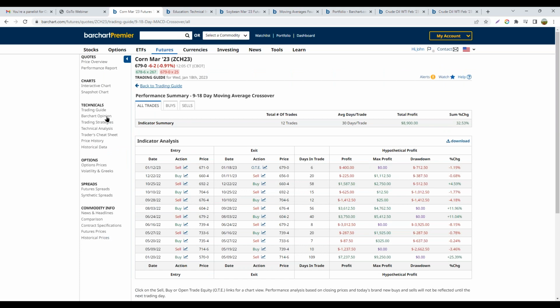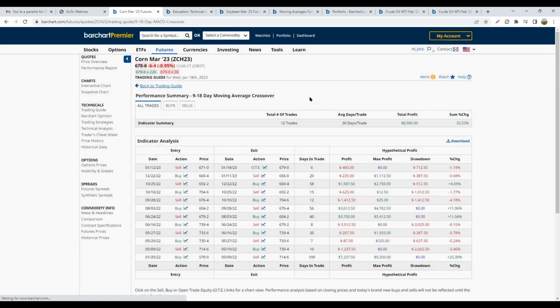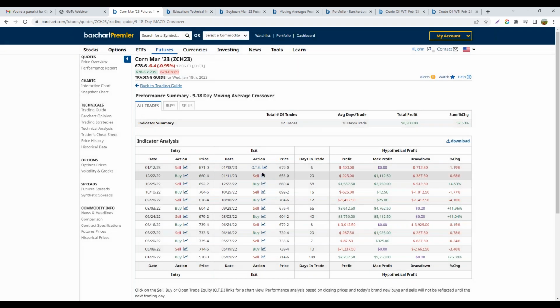Now in here, it breaks down each of those individual trades, the winners and losers. What you do is you see these little arrows here. You can click on the arrow and it'll bring up a chart that shows you the price action of the chart with the moving averages on the days that created those signals. In this case, this was a buy signal. And then here was the sell signal that was created as the moving averages crossed back. If you see OTE, that means open trade equity, and that trade has yet to be closed. And that's the current trade that we're in.